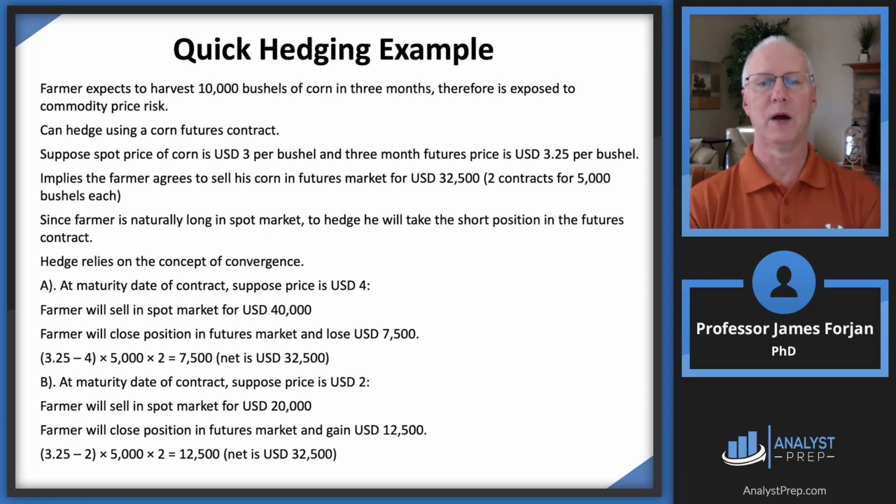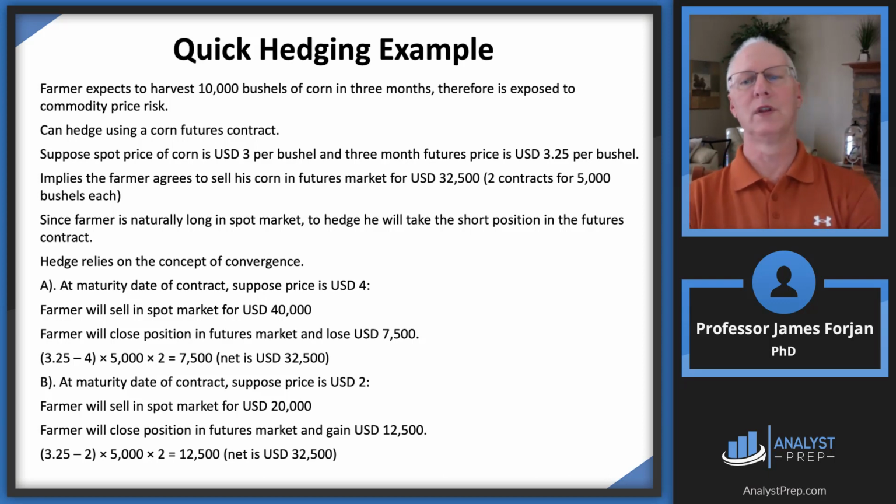Let's suppose that the spot price of corn is $3 per bushel, and the 3-month futures price is $3.25 per bushel. And let's really not worry too much about the difference between those two, and the basis, and spot supply and demand and futures supply and demand. Let's just take those as given. Now, when the futures price is $3.25, what that implies is that the farmer agrees to sell his corn in the futures market for $32,500.